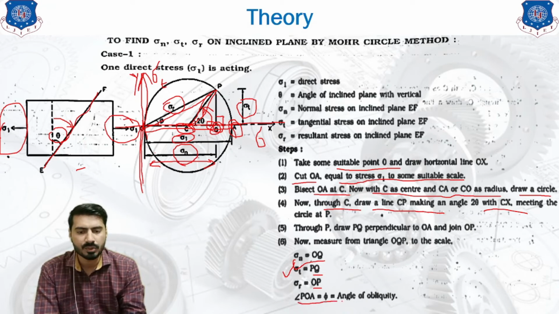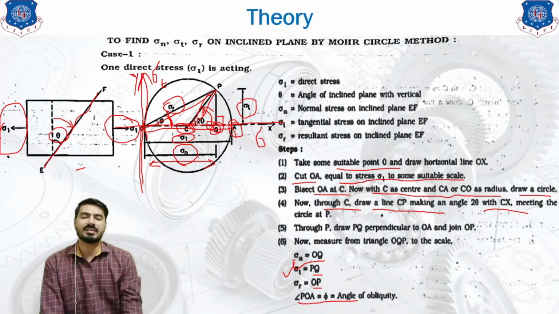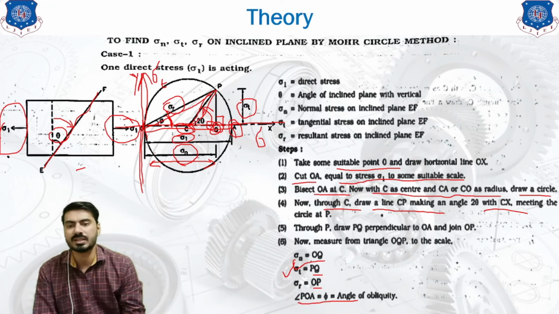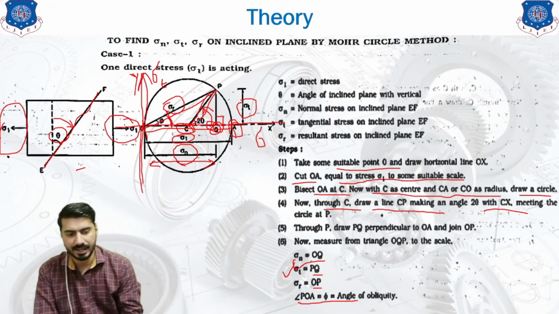POA is the angle phi, that is known as the angle of obliquity. Now what is this angle? This is the angle between the resultant stress and the normal stress. So these are the things that you can calculate using the basics of the Mohr circle. There is more coming in the upcoming slide, so keep paying attention.